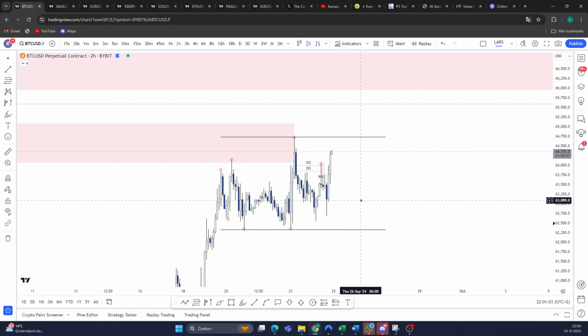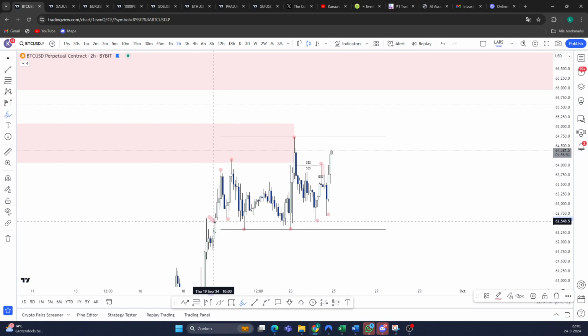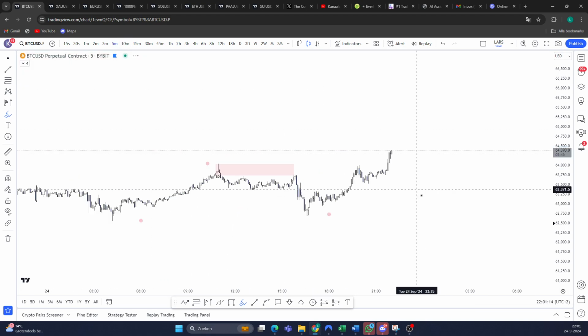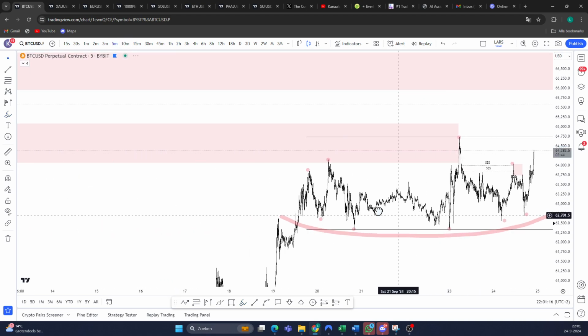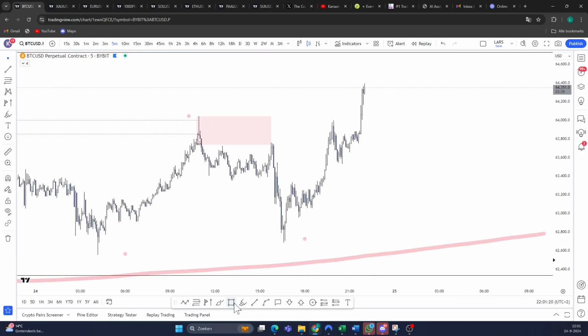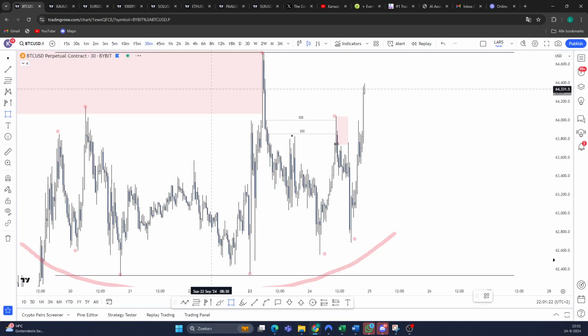So this could simply just continue itself. A very nicely extended accumulation schematic, which is exactly what happened. So once I realized that, I truly didn't want to see price break that 30-minute order block.